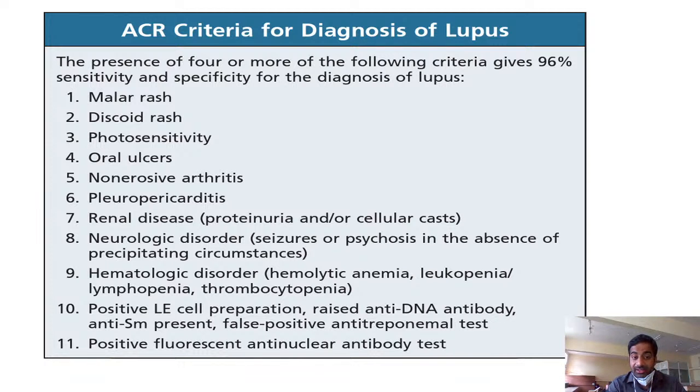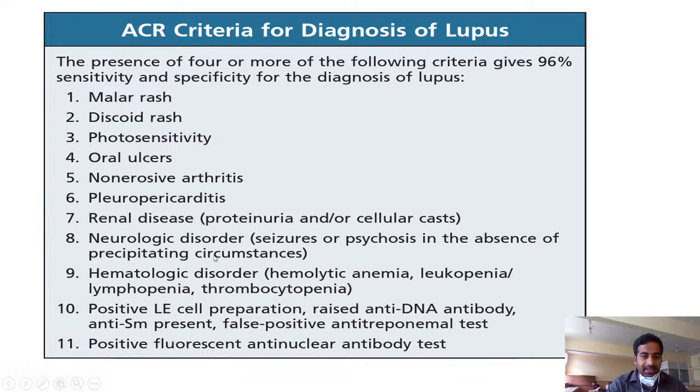So for the neurological, the cause of that, you should rule out all the other primary causes. Okay, so patient shouldn't have any underlying stroke disorder or something. So hematological disorder like hemolytic anemia, pancytopenia. Positive LE cell preparation, raised anti-dsDNA. Anti-dsDNA is very specific for SLE, remember. Okay, which is the most specific is always anti-dsDNA. Anti-Sm present, false positive anti-treponema test.